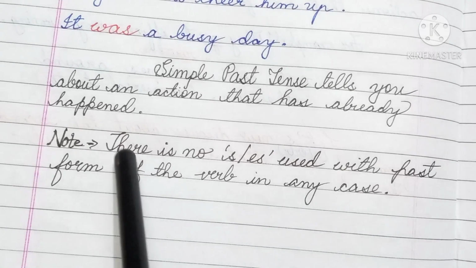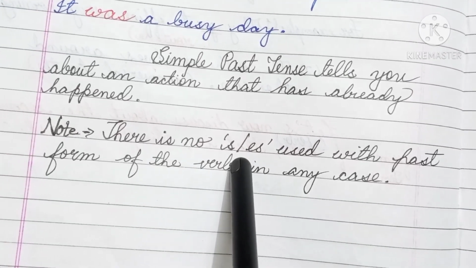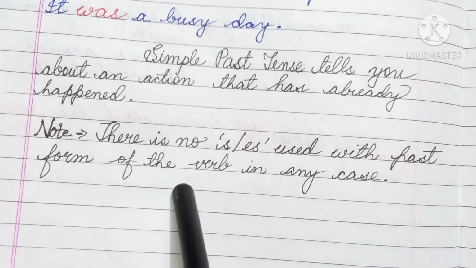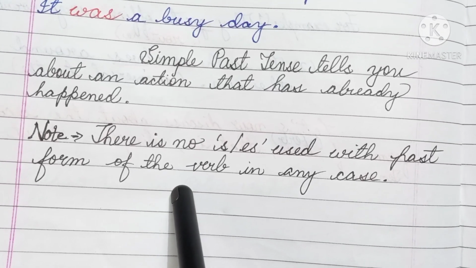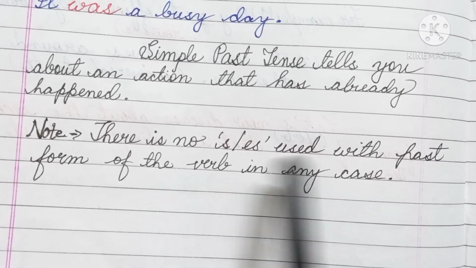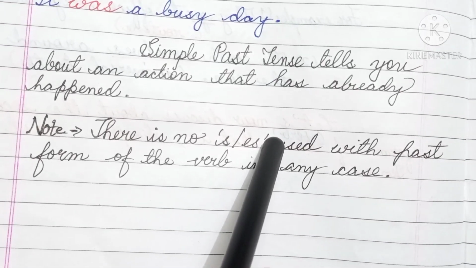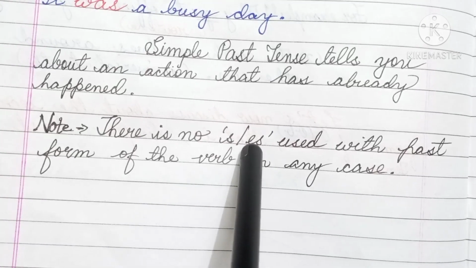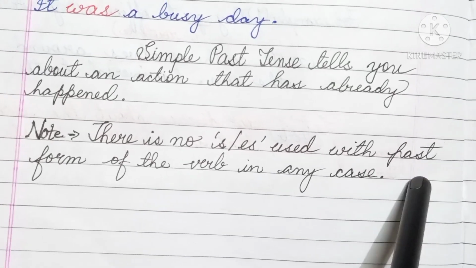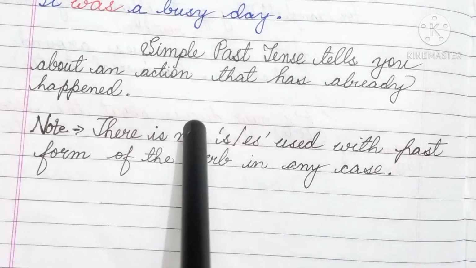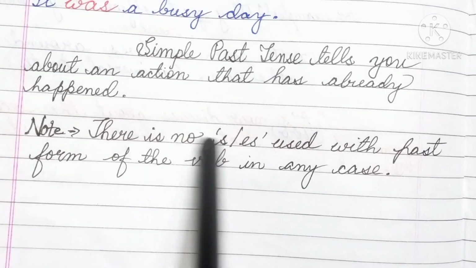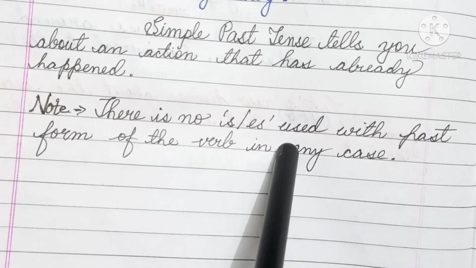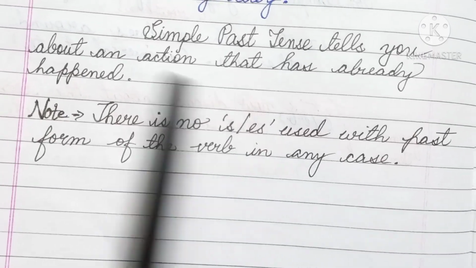Note, there is no s or es used with the past tense form of the verb in any case. It means for the present tense form we had to add s or es, but in case of simple past tense form we never add s or es for changing the verb into past tense form in any case.